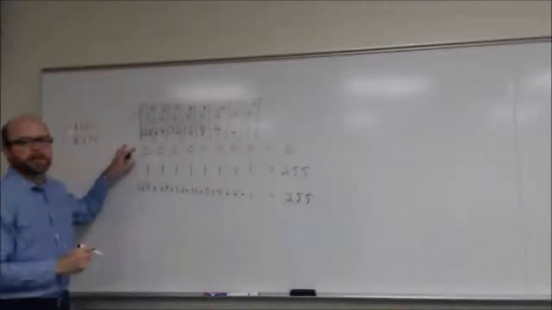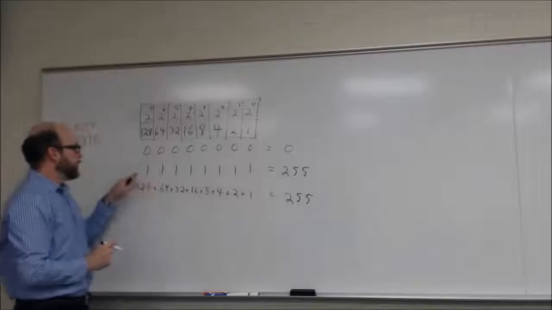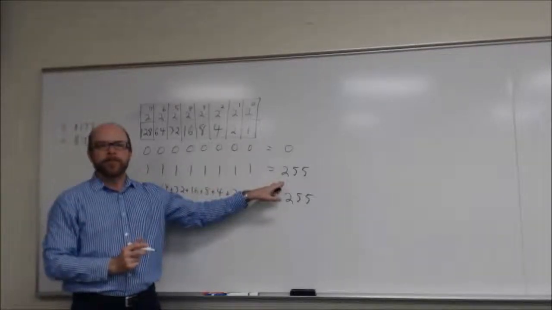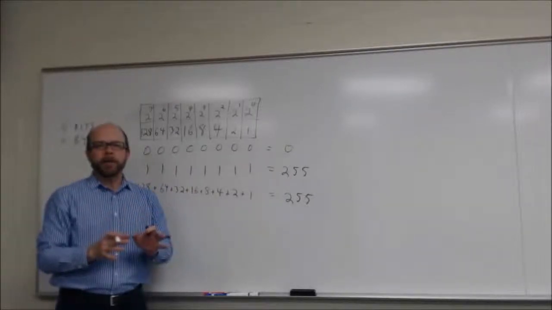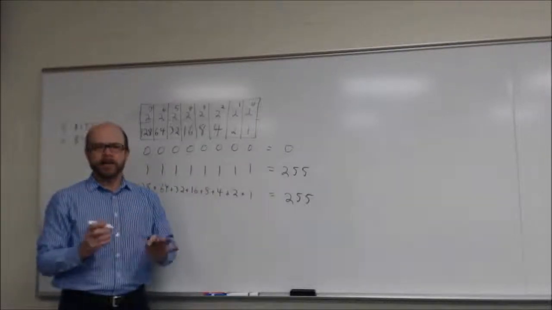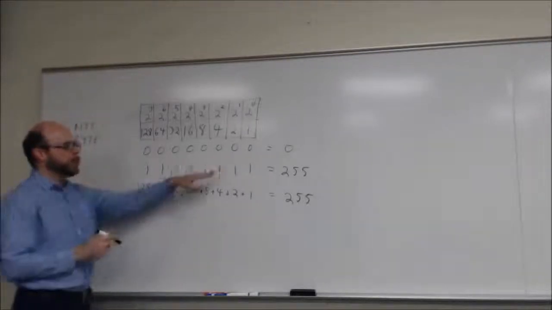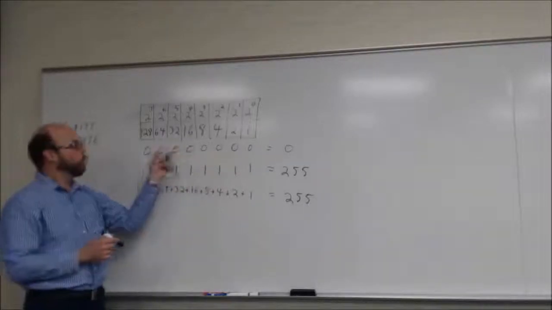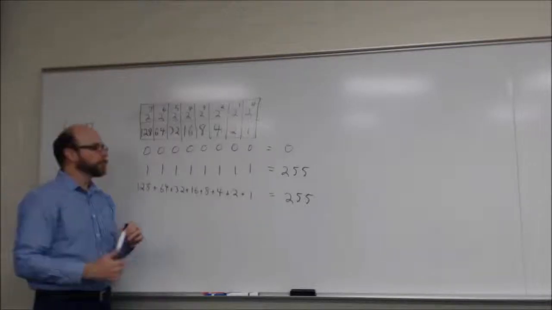So these are the two limits. If they're all zeros, then our answer is 0, and if all the bit places are 1, then the answer is 255. We cannot have an 8-bit binary number that is greater than 255. That is the maximum. So we can create any number in between 0 and 255 just by adjusting which ones of these bit places are worth 0 and which ones are 1.